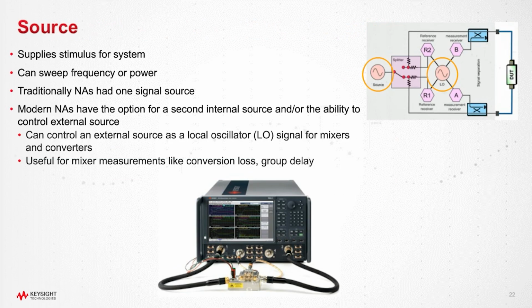The source is the stimulus for your measurements, and it can typically sweep frequency or power. In more advanced network analyzers, you can also sweep phase. Network analyzers traditionally only had one source, but a lot of modern network analyzers have multiple sources. And this is useful for using the second source as a local oscillator for mixer measurements, conversion loss and group delay measurements, and you can also use both sources to create two tones for two-tone intermodulation distortion measurements.